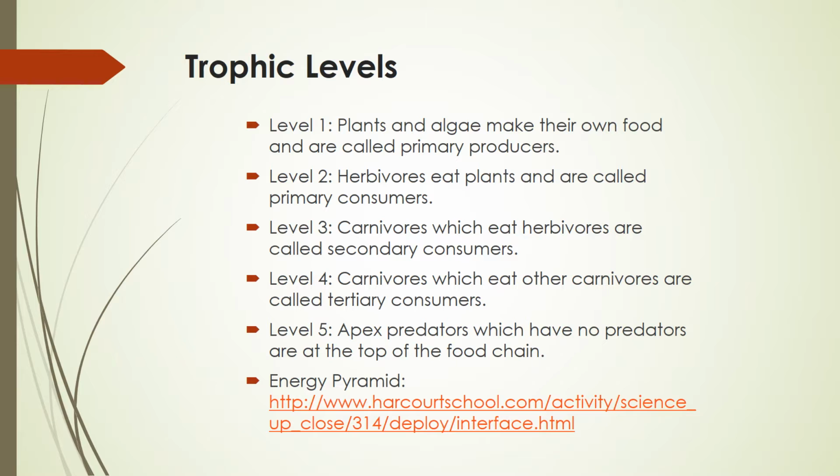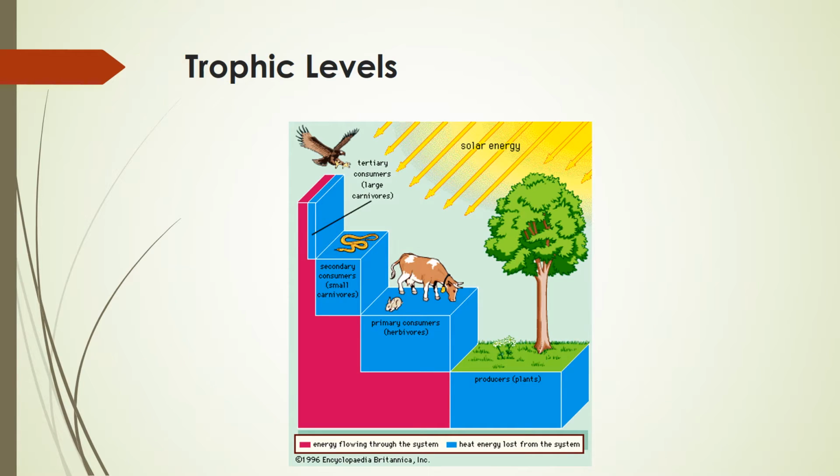Okay, here's a little video if you want to watch it. It kind of explains the different trophic levels. And here's another simple diagram for you. Producers are grass, trees, green things, anything that photosynthesizes. And then primary consumers, this is what they eat. Secondary consumers eat primary consumers. Tertiary consumers eat secondary consumers.